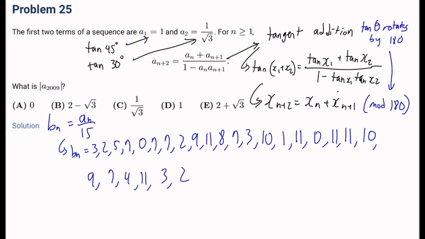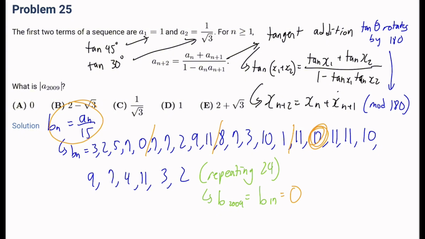If we count all these, this is going to be repeating, right? If you count, this is 24 numbers repeating. That means b_2009, because b_n is just x_n over 15, is going to be b_17, right? Because 2009 is 24 times something plus 17, and so we want to see the 17th value here. So this is 5, 10, 15, and so this is the 17th value, so this is 0, right?